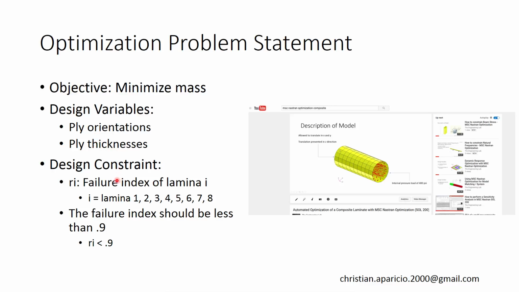As for our design constraint, we are going to impose a failure index on each lamina, and there are 8 plies to the laminate, so we are going to impose 8 constraints, one for each failure index of each lamina. Also, each failure index will have a constraint where it has to be less than 0.9. So in effect, there is an upper bound of 0.9 on each failure index.